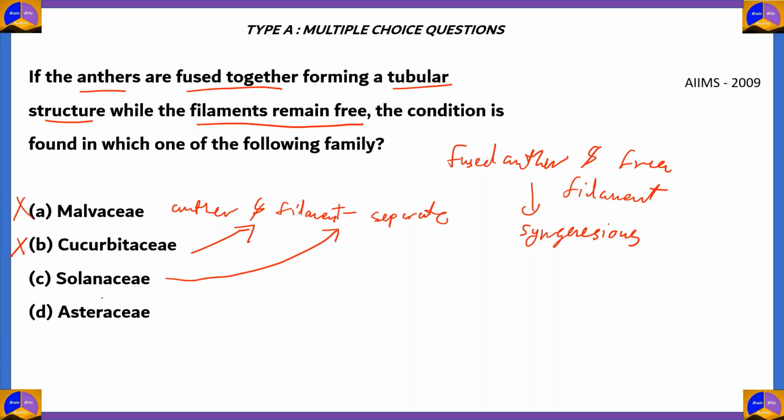The only option here which is correct is option D, Asteraceae. This kind of plants have the condition of fused anther and free filament, which is known as syngenesious. An example for an Asteraceae plant is sunflower.